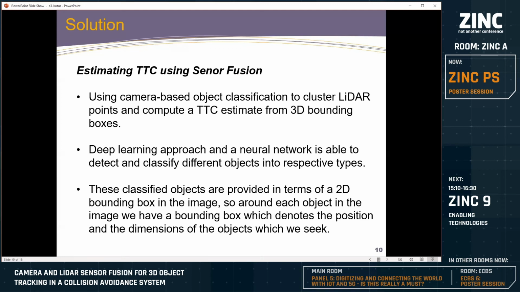So this problem is possible to overcome by using camera-based object classification to cluster LiDAR points and compute a TTC estimate from 3D bounding boxes. We can use a deep learning approach and a neural network, which is able to detect and classify different objects into respective types. These classified objects are provided in terms of 2D bounding boxes in the image. So around each object in the image, we have a bounding box, which denotes the position and the dimensions of the object which we seek.